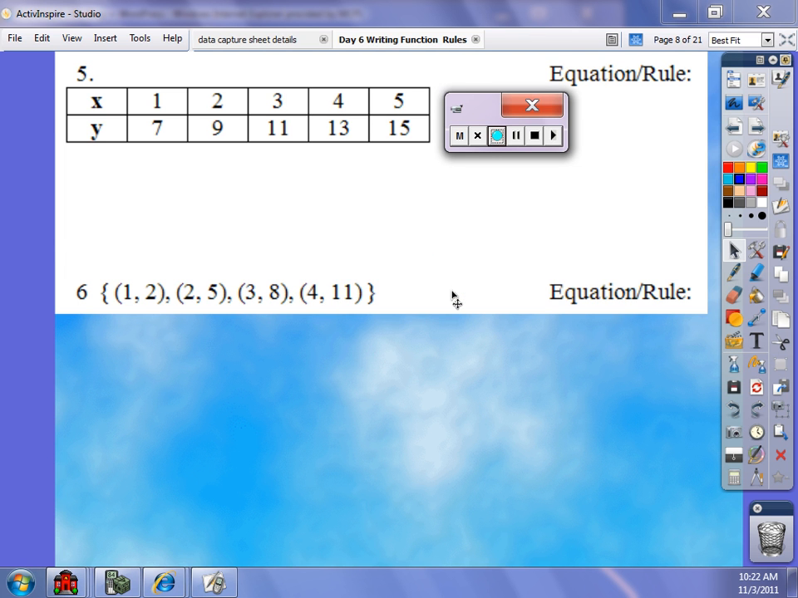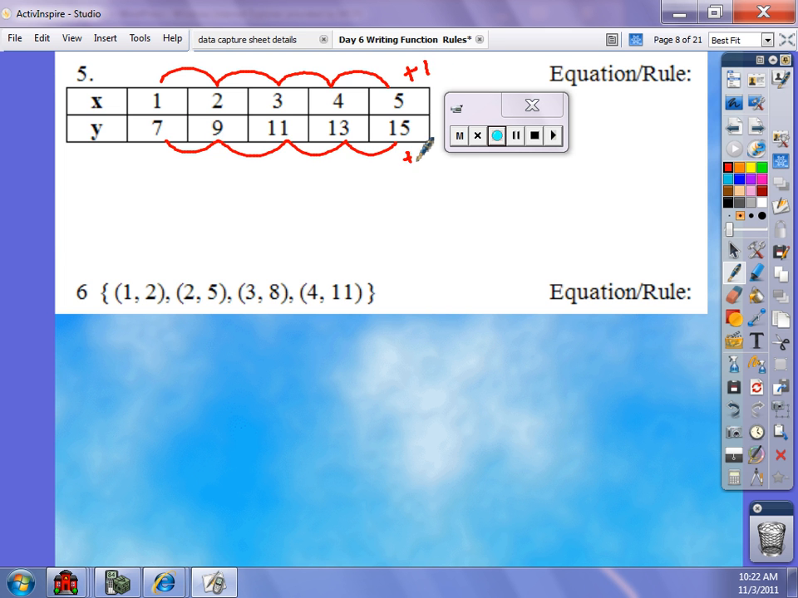Okay, so this lesson is going to review how to write function rules based on whether I give you a table, ordered pairs, mapping, or a graph. And what we're going to do is first find what's called the rate of change. The way we're going to do that is by first finding the change of your x values. So in this case, in this table, it was changing by 1. The y values are changing by 2.